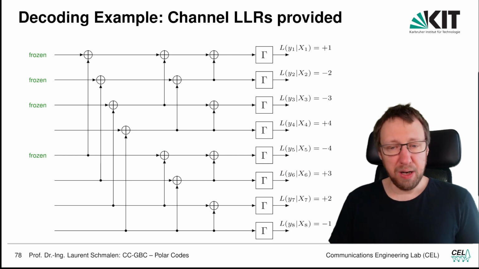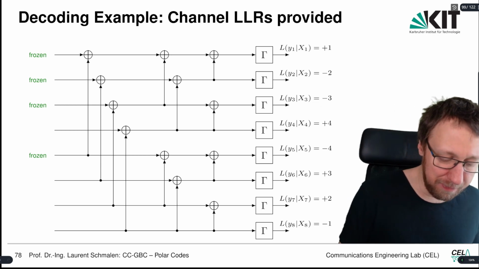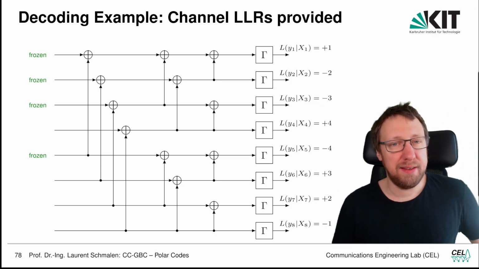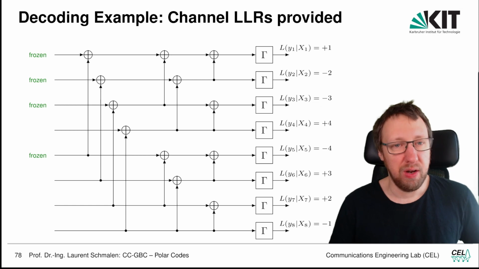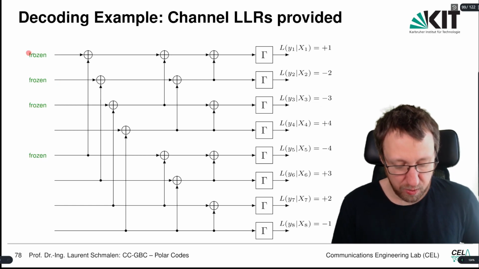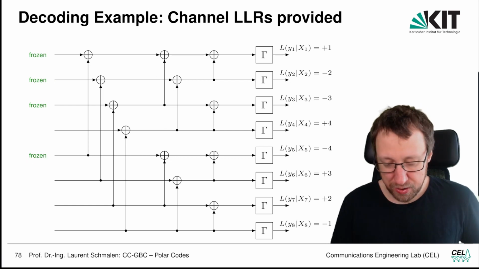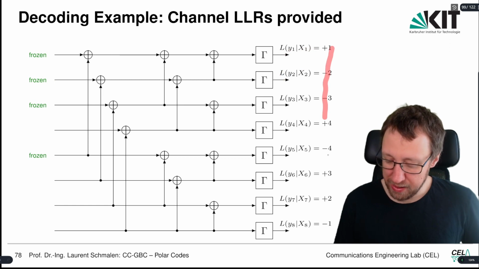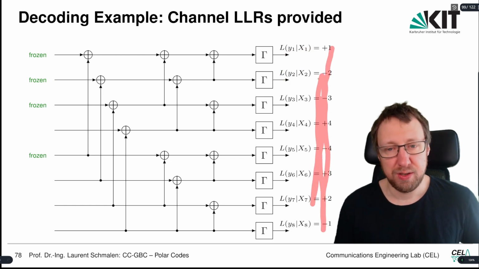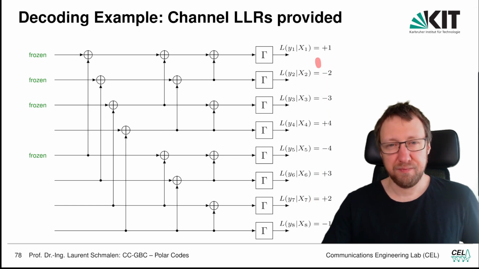So here is an example of a decoder. And this is the bigger example. We're going to look at what's going on here. We have 4 frozen positions: U1, U2, U3, and U5 are frozen. And here we have the channel outputs, and we give some very, very simple log likelihood ratios.